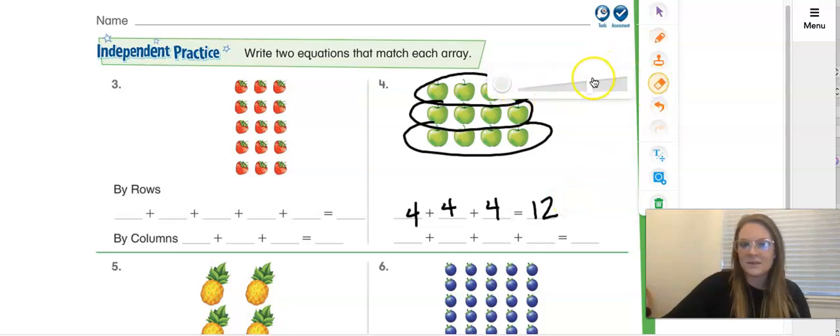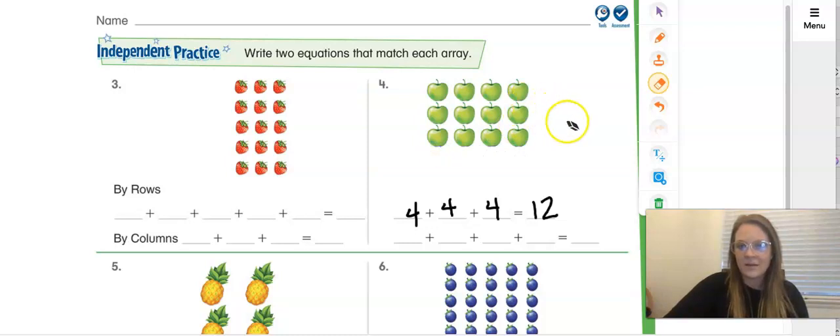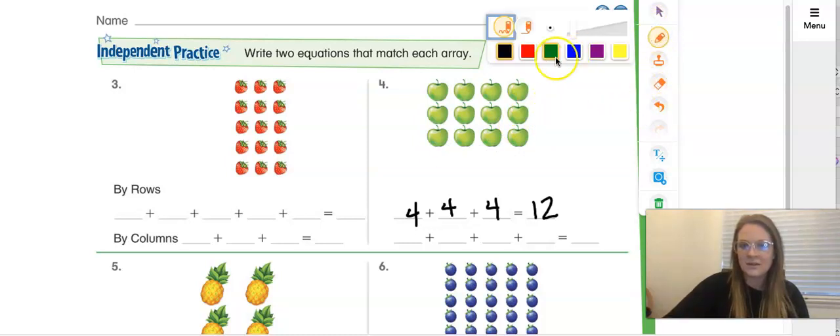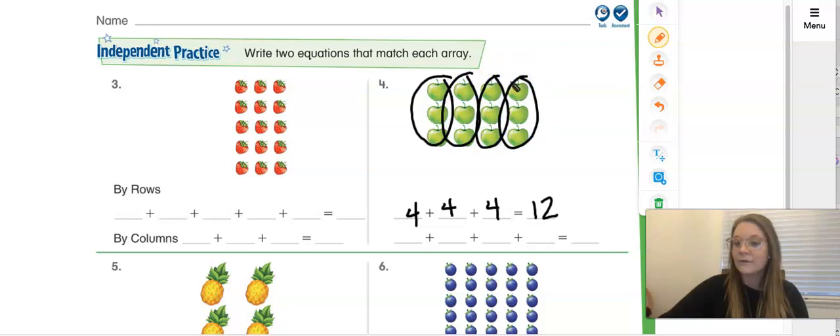Now I'm going to erase those circles, and I'm going to circle up by columns to write another equation to find the total amount of apples. So now I'm going to circle up. Remember, columns go up and down. So here's 1, 2, 3, 4. I have 4 columns, and each column has 1, 2, 3 apples in it.